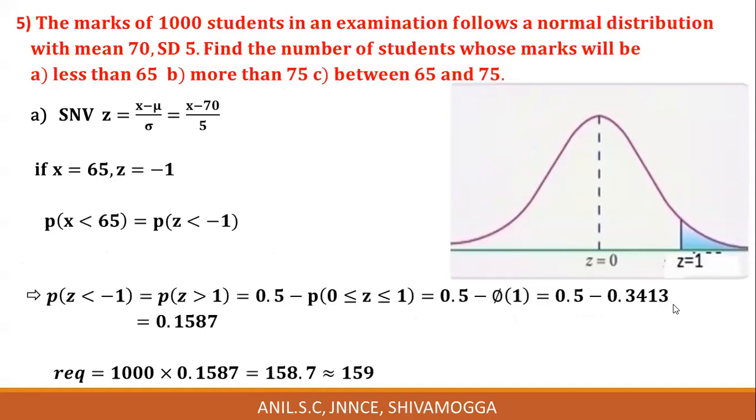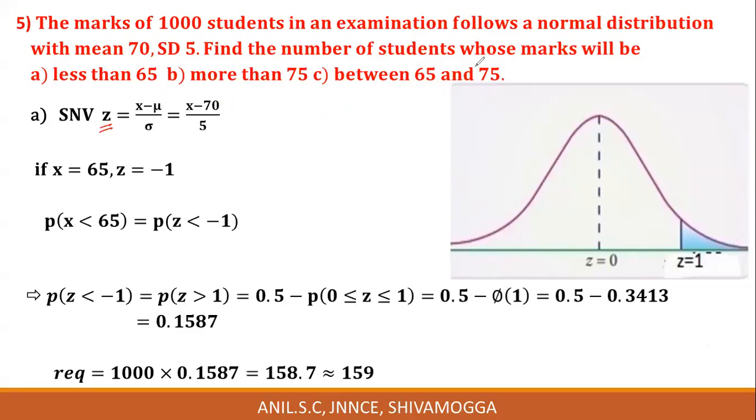The marks of 1,000 students in an examination follow a normal distribution with mean 70 and standard deviation 5. Mean means mu is equal to 70 and the standard deviation, sigma, is equal to 5. Now the standard normal variate Z is given by x minus mu divided by sigma, where mu is 70 and sigma is 5. Z is equal to x minus 70 divided by 5. This is what we call the standard normal variate, or SNV.